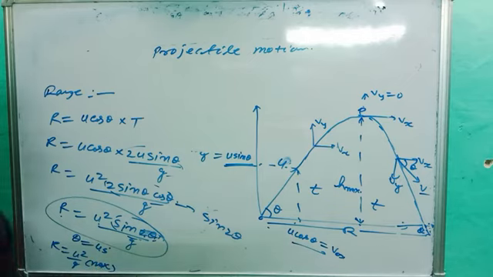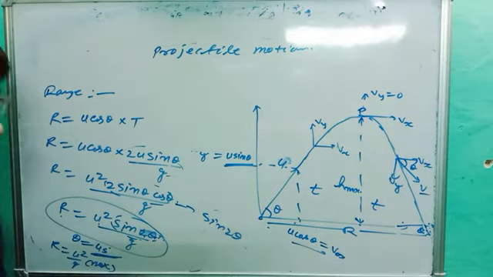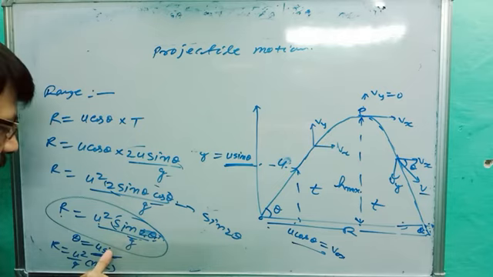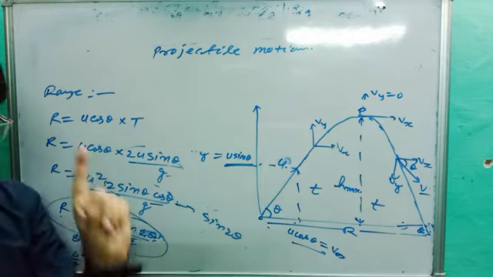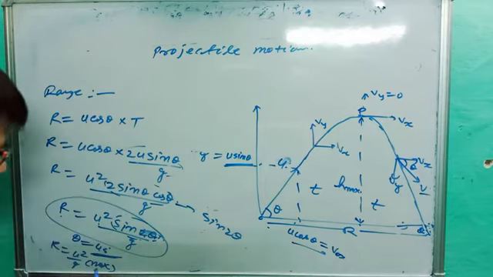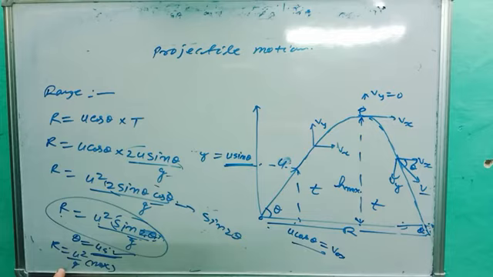That's why athletes in javelin throw, if trying to get the maximum range, have to throw the javelin at how many degrees? 45 degree. Or long jump athletes should jump at 45 degree, then they will get the maximum range. So for maximum height, they have to jump at 90 degree. For maximum range, they have to jump at 45 degree. Are you getting the point? So this is the range formula, r is equal to u square upon g.